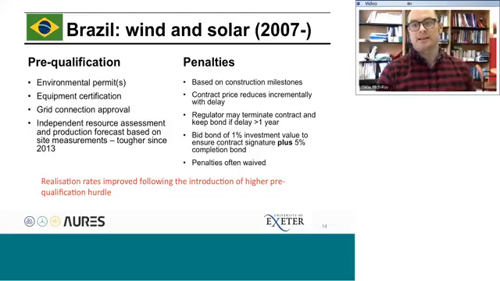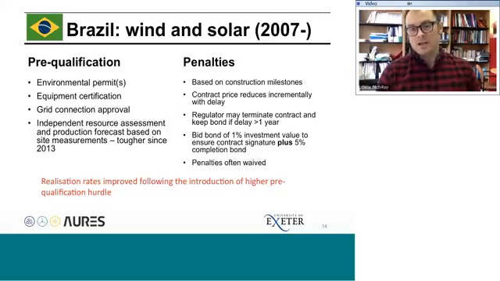So the penalties are based on various construction milestones. The contract price reduces by some factor in line with the amount of delay. And if the delay is over a certain length of time, in this case a year, the regulator who's administrating the auction, effectively the auctioneer, is able to keep the bond. The bid bond represents 1% of the investment value, which is triggered if you don't sign the contract on winning an auction, and if you don't deliver that project, you lose a further 5%.